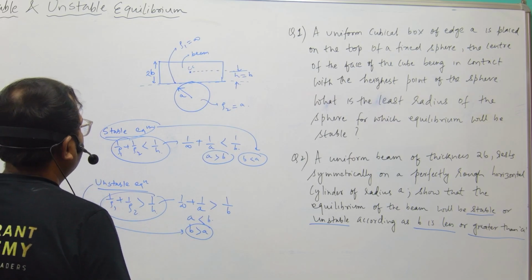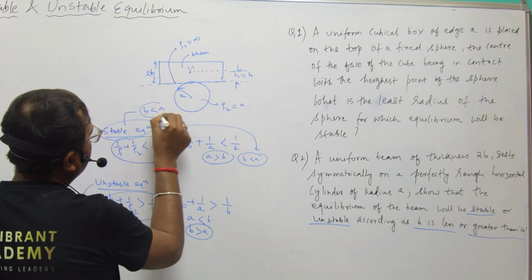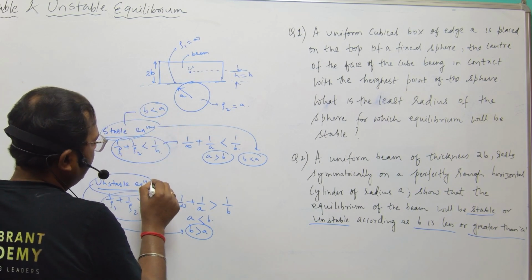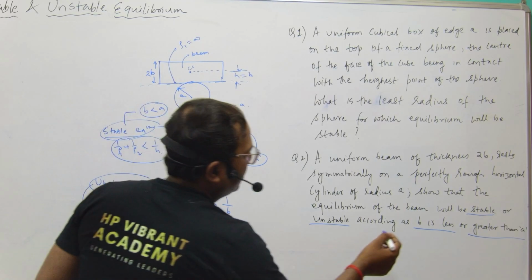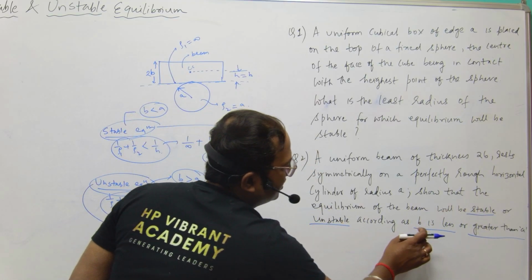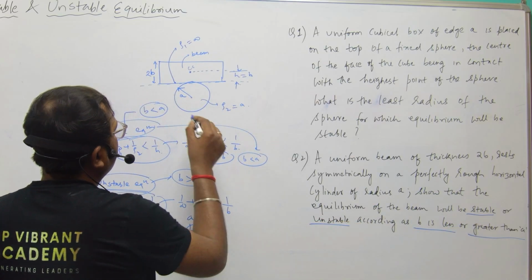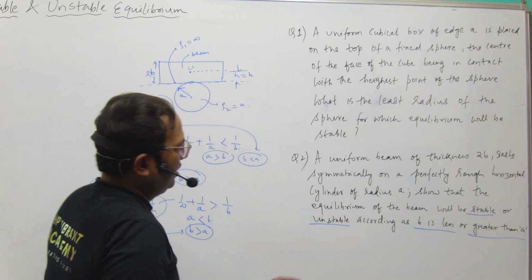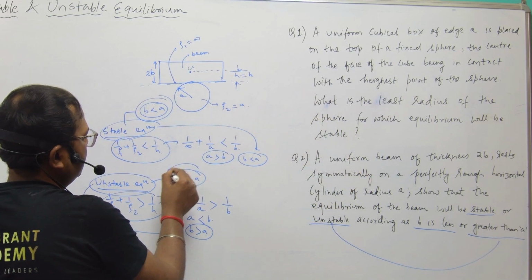So let us write down here. For a stable equilibrium b is less than a, and for unstable equilibrium b is greater than a. So the equilibrium of the beam will be stable or unstable accordingly as b is less or greater than a. For stable, b is less than a, and for unstable, b is greater than a.